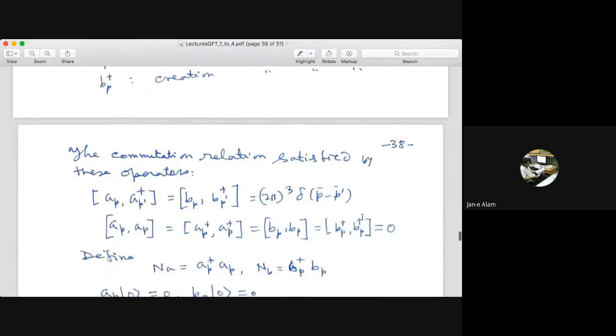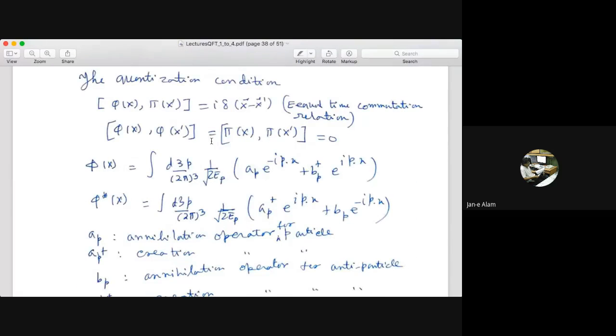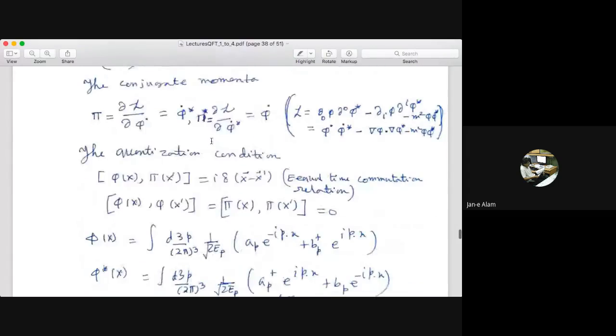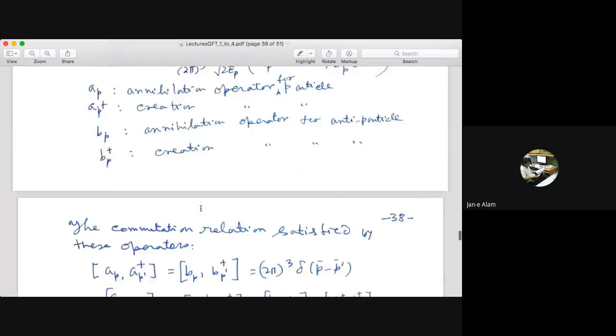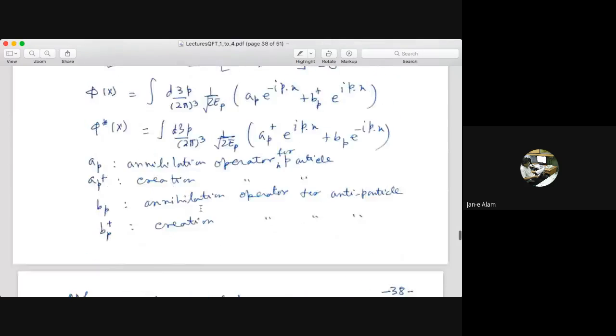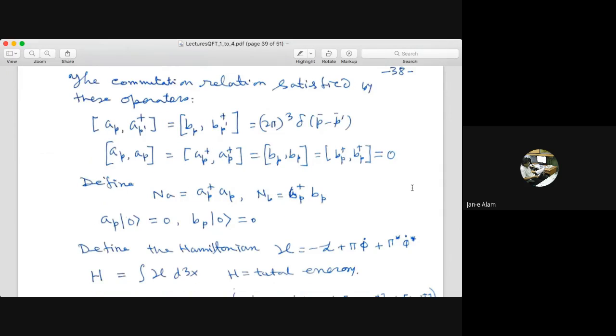Okay. Since I know the commutation relations for phi and pi, I can put these expressions of phi and pi in the commutation relations, and then I will get the commutation relations for A and A dagger, B and B dagger. This exercise we have done in detail yesterday. This is just the extension of that, so you don't have to worry. You just go through the calculation the same way. You will get everything. Okay.